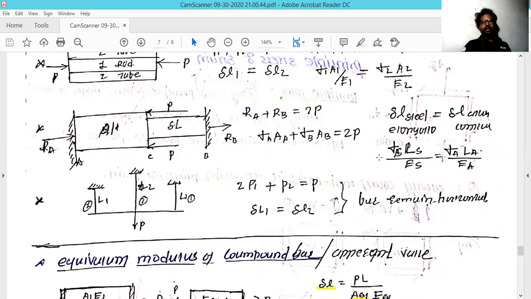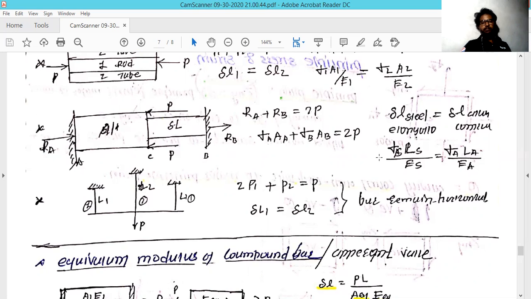In this example, there is a horizontal rod which is held by three cables. The two cables are made from the same material and have the same length, but the center cable has the length L2, which I have denoted as 2, and the other two cables are denoted by the notation 1. The P force acts at the center of that rod.